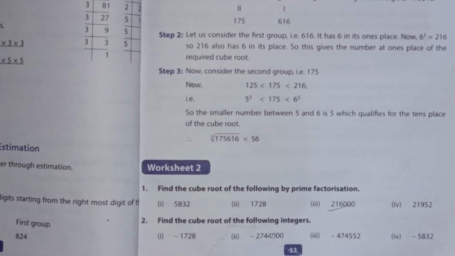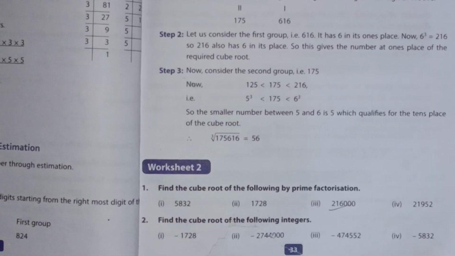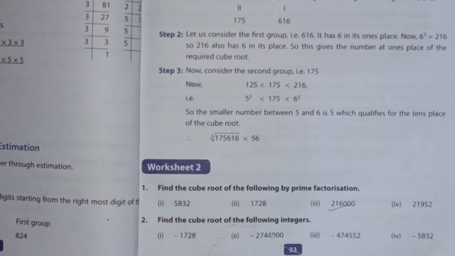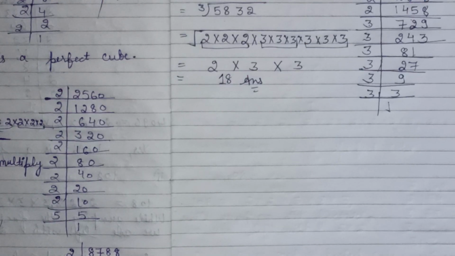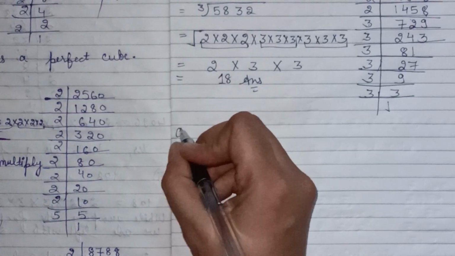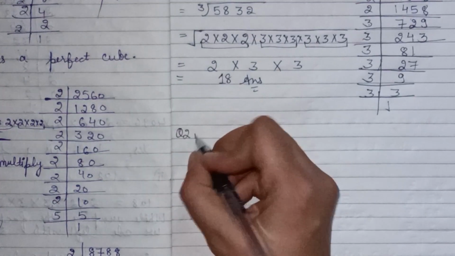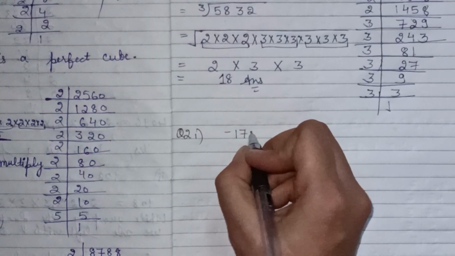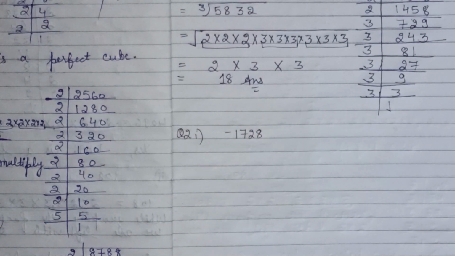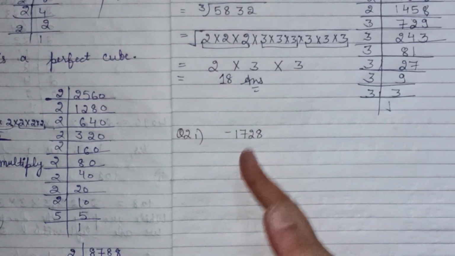So let's do. Our first part is minus 1728. In this question we are also doing only our first part. All these are similar to this first one. Question number 2, first part. Our question number 2 is: find the cube root of the following integer. First part is minus 1728. In this question we have to find the cube root of this given integer.